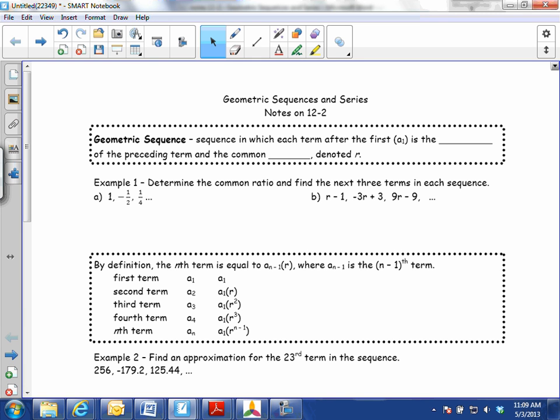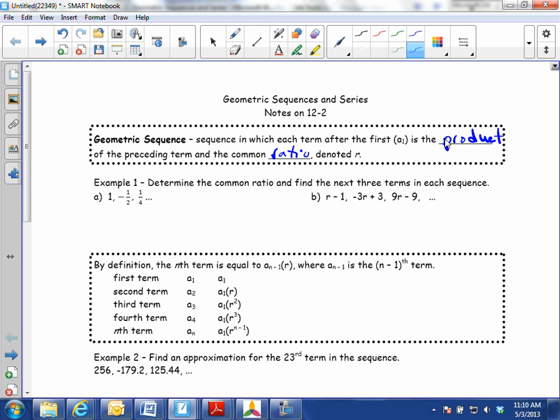Geometric sequences. So we did arithmetic. Arithmetic is you're just adding or subtracting the same number. Geometric, you are multiplying or dividing by the same number. Okay? So a geometric sequence is a sequence in which each term after the first term is the product, because we are multiplying, of the preceding term and the common ratio. Common ratio, usually we just say r.